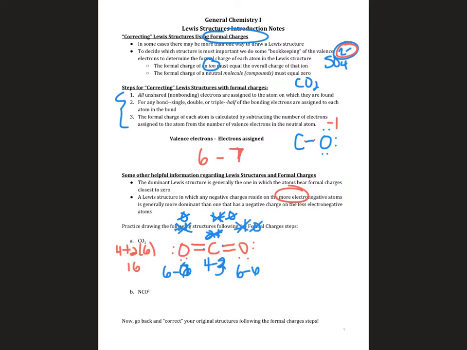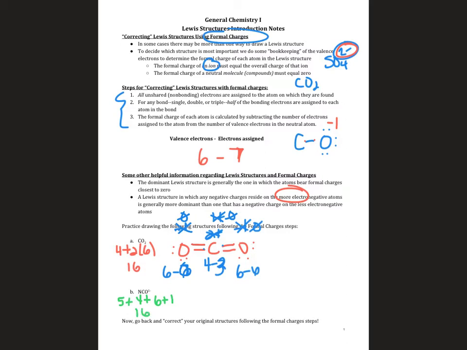So for the next one, I'm going to try to do this in a different color so it doesn't mix with the other one. I've got nitrogen, which has 5 valence. I've got carbon, which has 4. I've got oxygen, which is 6. And then I've got to add 1 more for the electron that it's gained. So now I'm looking at 16 electrons on the picture.